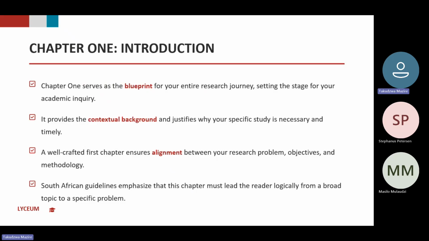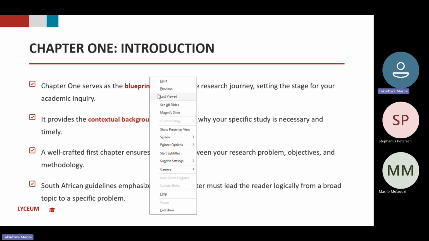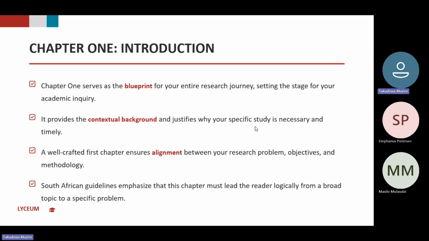With any chapter, please note that you have to begin with an introduction, and then you end it with a conclusion, right? So what actually involves chapter 1? That's the main question.